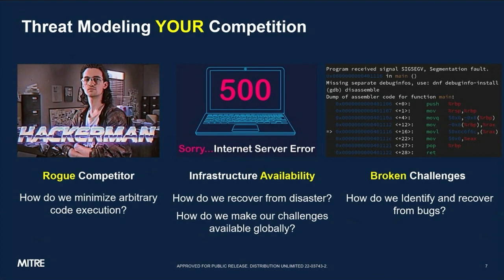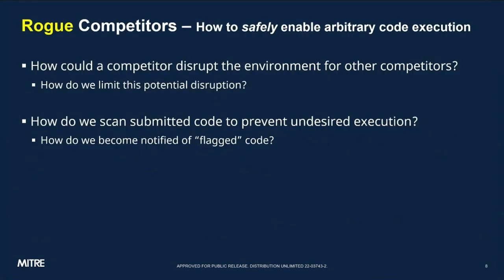If that doesn't work properly, our quality assurance wasn't quite as good as it needed to be. We need to be able to solve why the challenge isn't being solved correctly. So there are two main things we looked at on the rogue competitor side, which is one, what can they actually affect? What could they break to ruin the competition for other people?